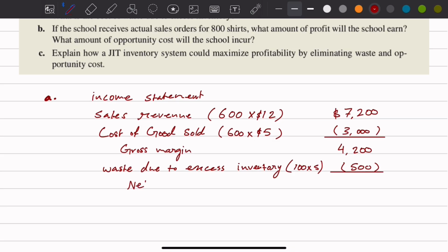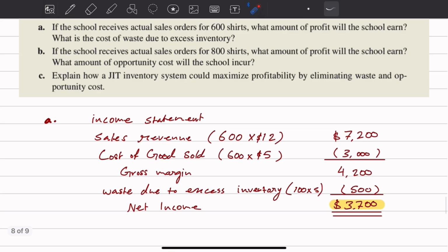The net income is going to be $4,200 minus $500. That is $3,700. Okay, so that is the answer to part A.